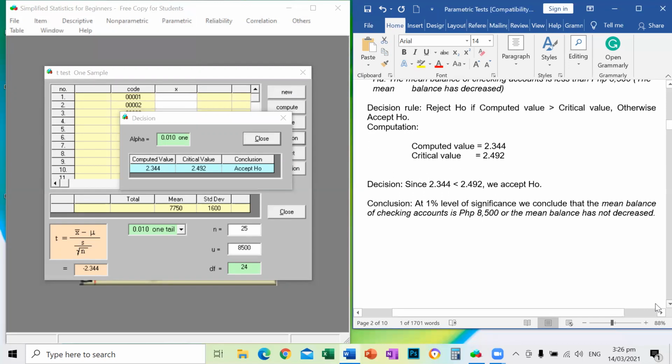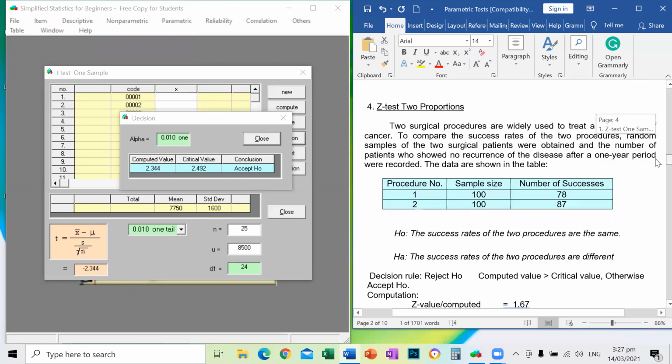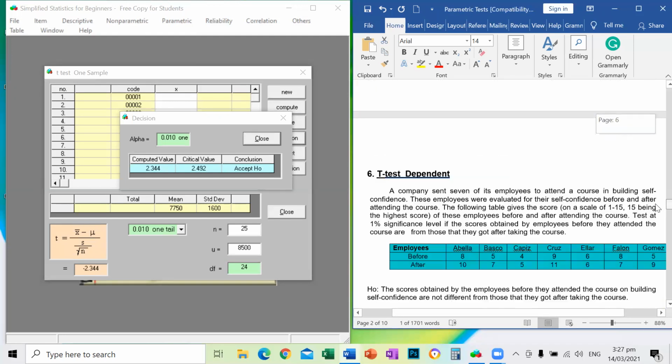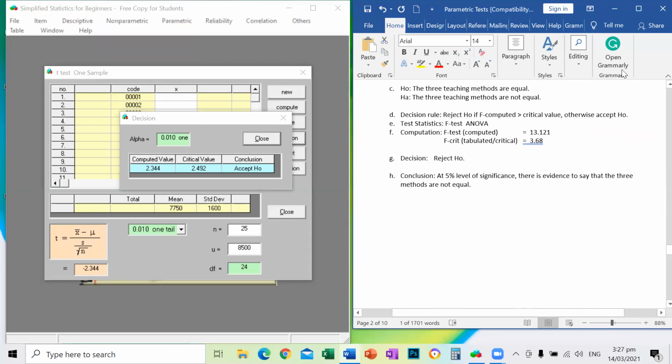This is what I was saying: if you're using the SSB or software, you don't need to show here the manual computation or solution. Just indicate here the computed and critical values that you obtained from your software. So what will be our conclusion when we accept H0? At 1% level of significance, we conclude that the mean balance of checking accounts is 8,500 or the mean balance has not decreased. So the decrease is not significant. That will be all for now. We have your Ztest One Sample and Ttest One Sample.